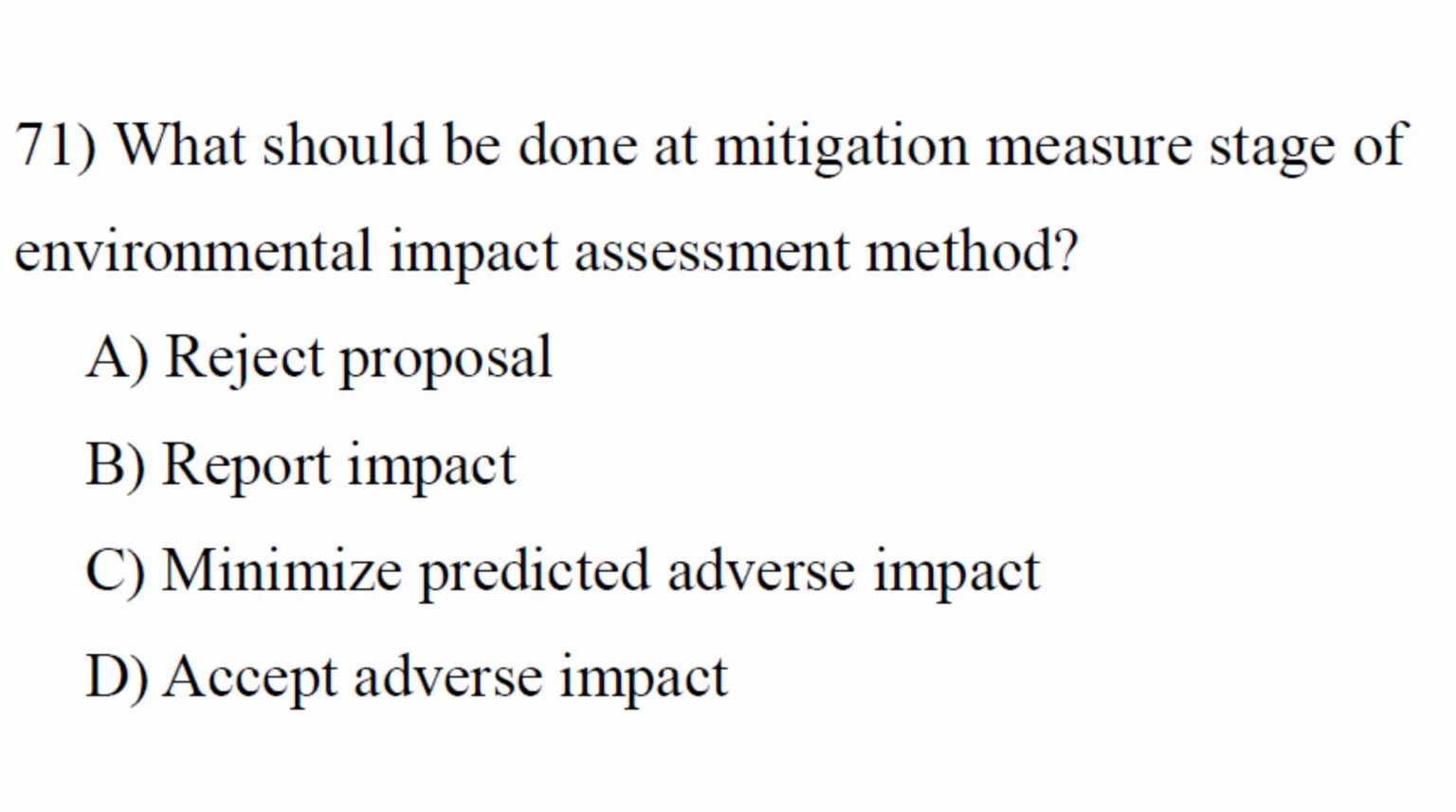71. What should be done at the mitigation measure stage of the environmental impact assessment method? A. Reject proposal. B. Report impact. C. Minimize predicted adverse impact. D. Accept adverse impact. Answer, C. Minimize predicted adverse impact.